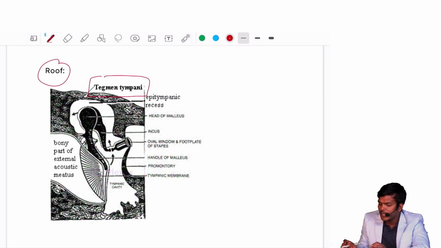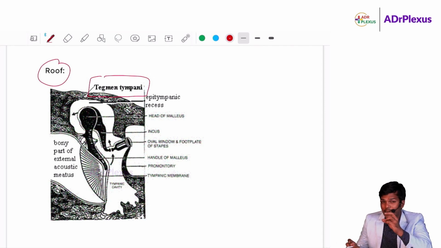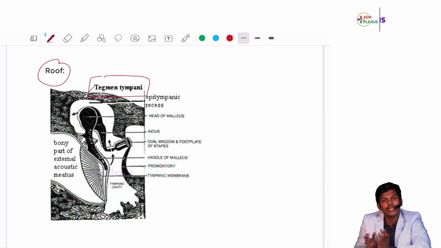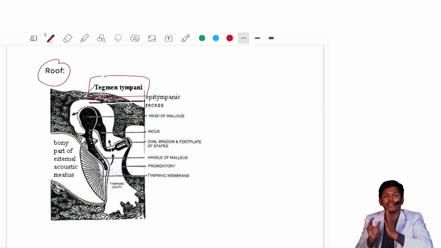A lot of tympani words are present in the middle ear. The bone that is present in the roof, tegmen tympani. Muscle, tensor tympani. The cavity is called tympanic cavity. The membrane is called tympanic membrane. So the word tympanic means middle ear. Anything that is associated with the middle ear, we can call it tympanic.